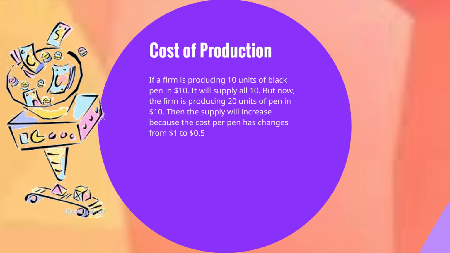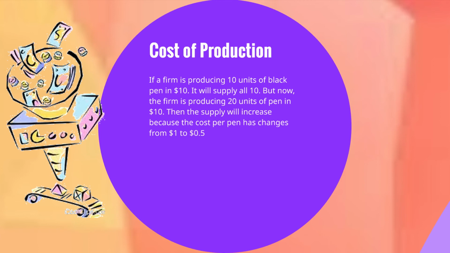Where you were spending $10, now you are only spending $5 for 10 units. So you have an extra $5 that you can now spend on producing 10 more units of black pen. So that changes the supply from the initial supply to the change in supply.